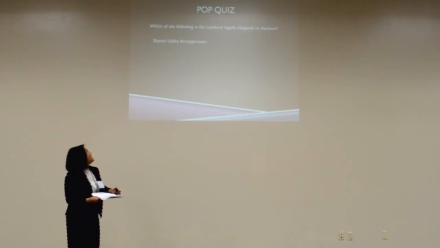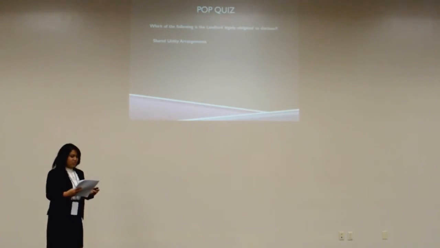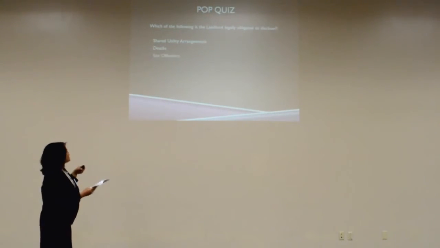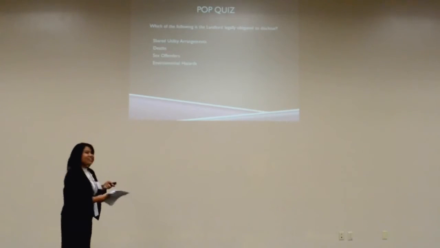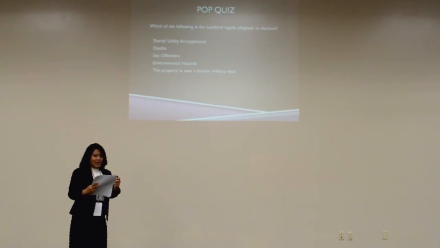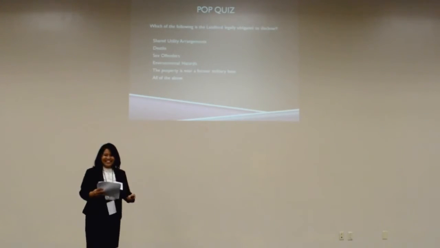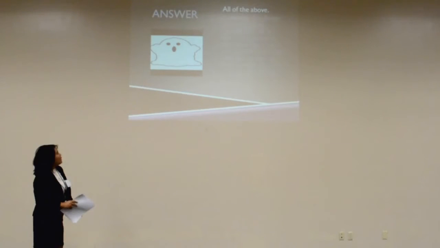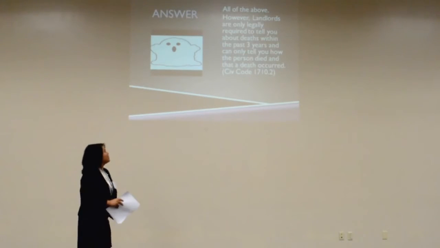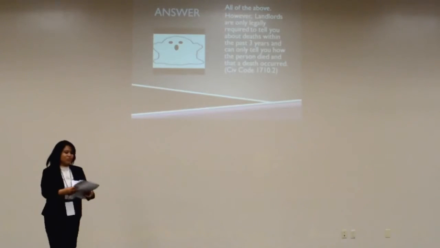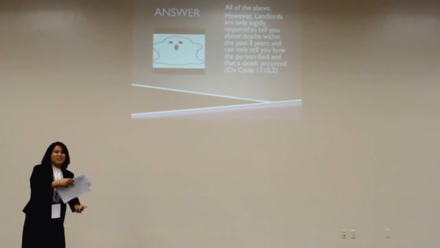All right, so back here to our pop quiz, which of the following is the landlord legally obligated to disclose? A, shared utility arrangements. B, deaths. C, sex offenders. D, environmental hazards. E, the property is near a former military base. Or F, all of it. Everybody got it. They're so smart. You don't need me. Yes, all of the above. However, landlords are only legally required to tell you about deaths within the past 3 years, and can only tell you that the death occurred and how that person died. So, just in case you're wondering if your place is haunted.